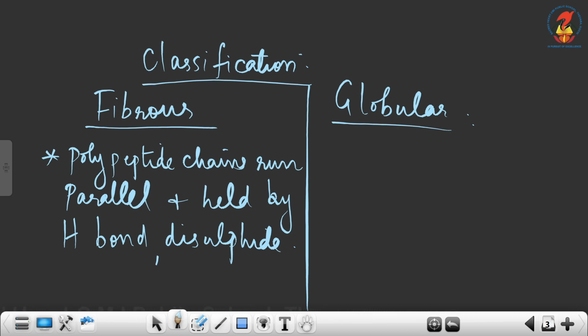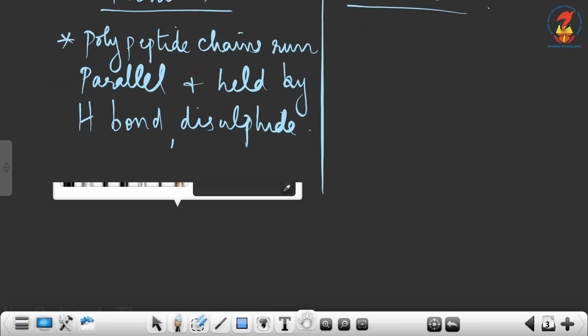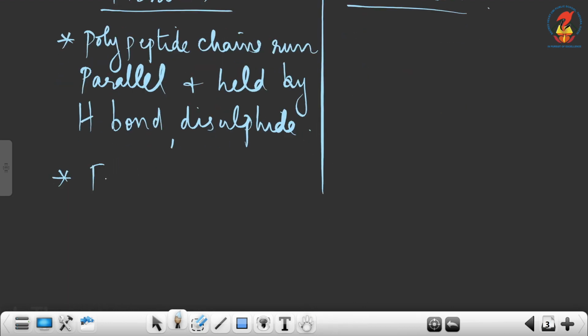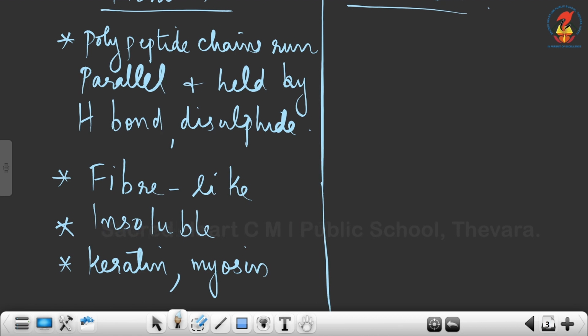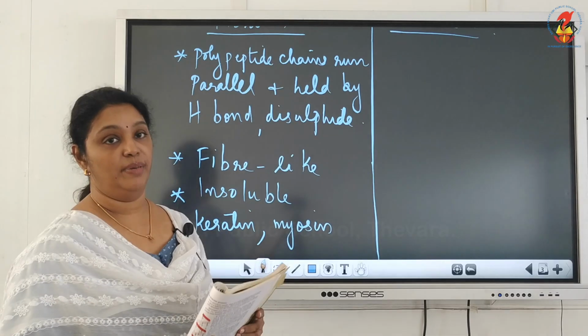Now, they have fiber-like structure. So, that is the next point coming under fibrous protein, that is fiber-like structure. Now, the next point is these fibrous proteins are insoluble in water. And last is example for fibrous protein, that is keratin. Keratin is present in hair, nail, wool, silk, etc. And next example is myosin, present in muscles. So, these are the two examples for fibrous protein.